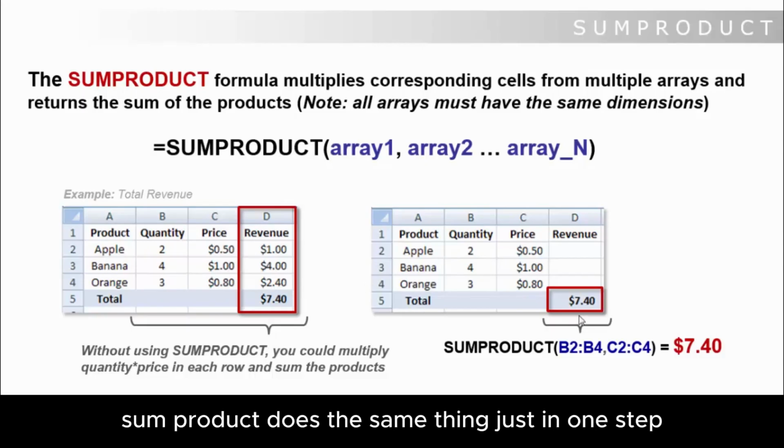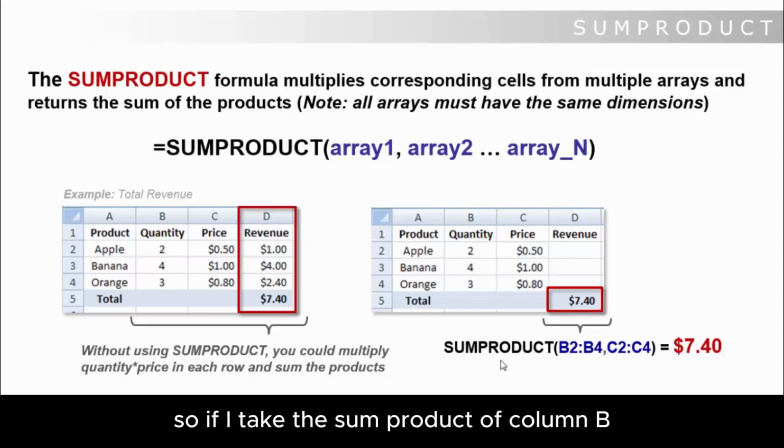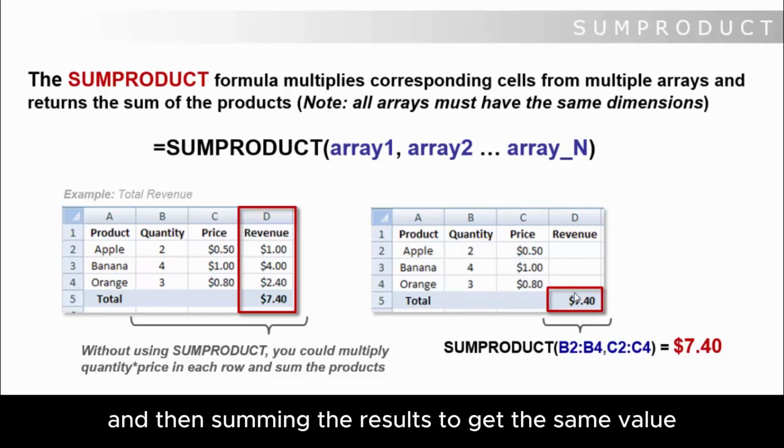SUMPRODUCT does the same thing, just in one step. So if I take the SUMPRODUCT of column B, quantity, and column C, price, it's doing that exact same process. It's calculating products row by row and then summing the results to get the same value.